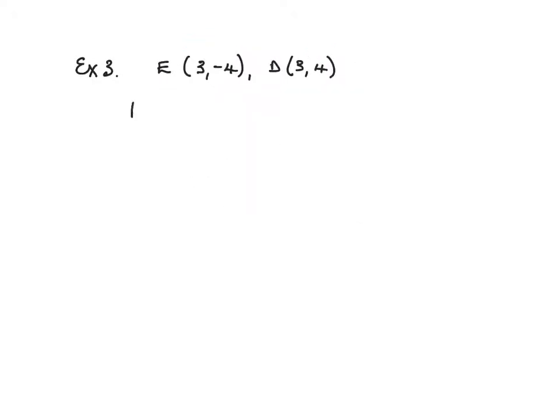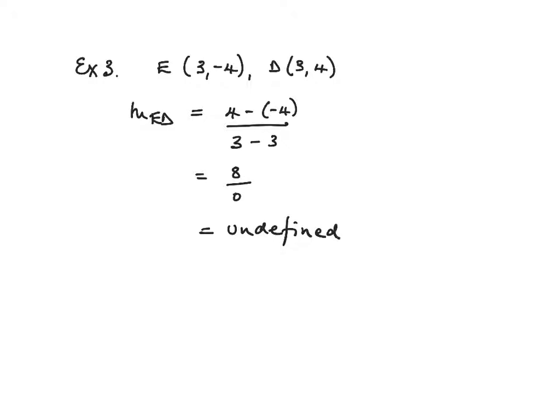Example 3, calculate the gradient of the line joining the points E and D. MED then. 4 take away minus 4 over 3 take away 3. 4 minus 4 is 8. 3 take away 3 is 0. Now we have to be careful here. 0 divided by 8 is in fact undefined. It does not equal 0, which is a common mistake. What does that mean? It means that the line joining the points E and D is a vertical line.